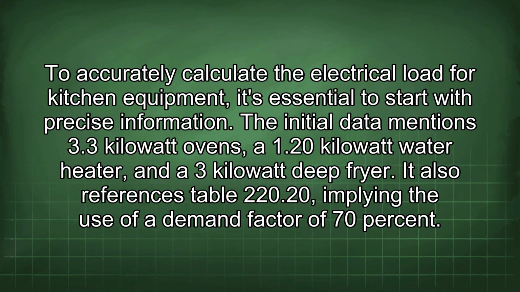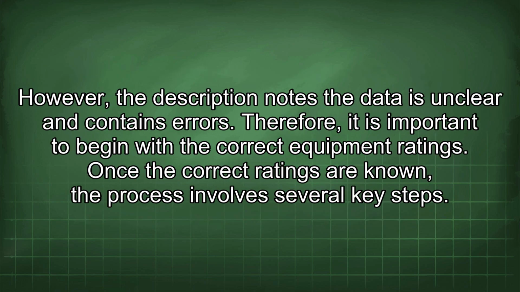To accurately calculate the electrical load for kitchen equipment, it's essential to start with precise information. The initial data mentions 3.3 kilowatt ovens, a 1.20 kilowatt water heater, and a 3 kilowatt deep fryer. It also references Table 220.20, implying the use of a demand factor of 70%. However, the description notes the data is unclear and contains errors. Therefore, it is important to begin with the correct equipment ratings.